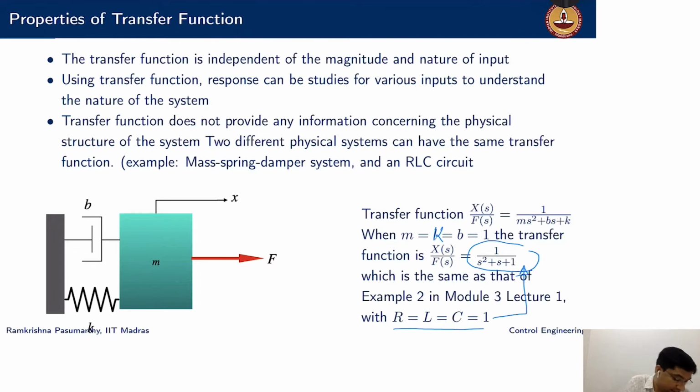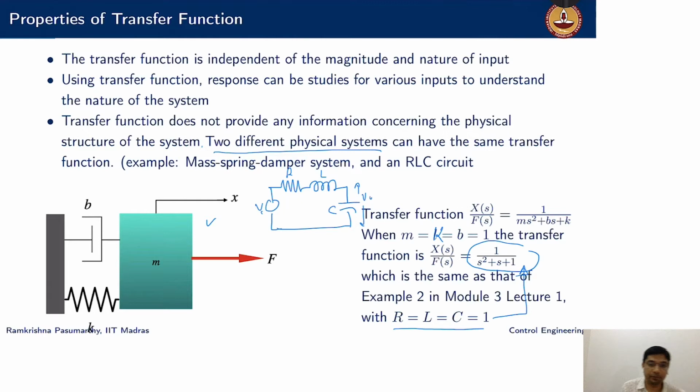Which kind of justifies the statement about two physical systems, in this case the mass spring damper system and the RLC circuit. They had a voltage Vi, and I was measuring the voltage across the capacitor as the output. Okay, these are two physical systems. They have the same transfer function. So it doesn't really give me information on what kind of system it is. Is it a mechanical system, electrical system, a simple pendulum, a DC motor, and so on.